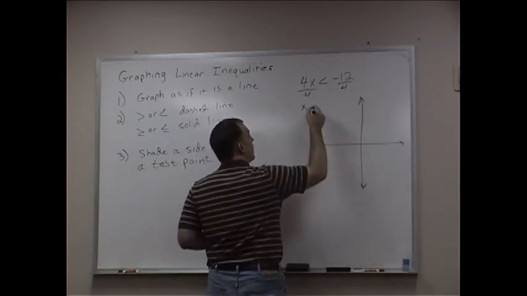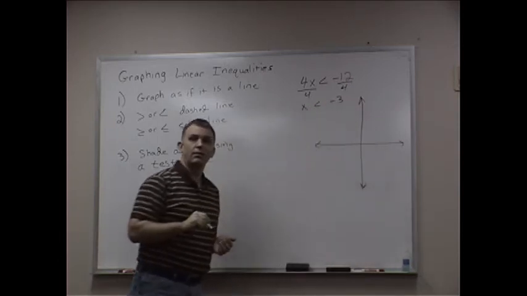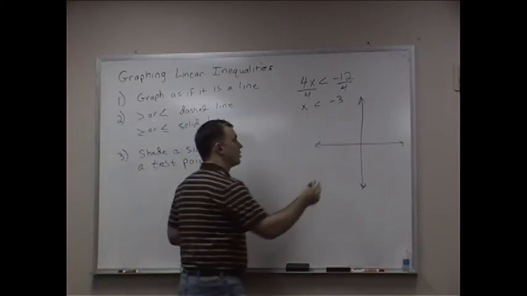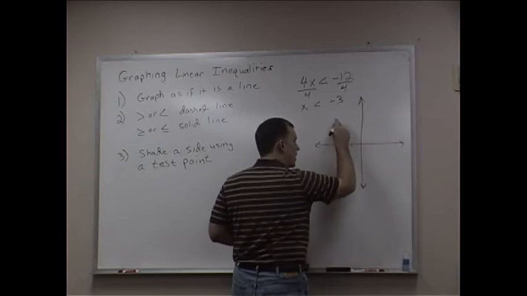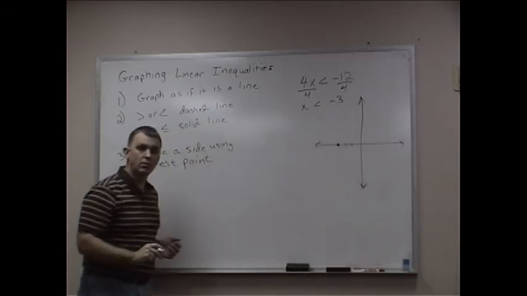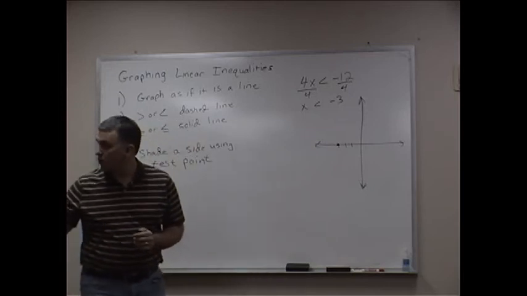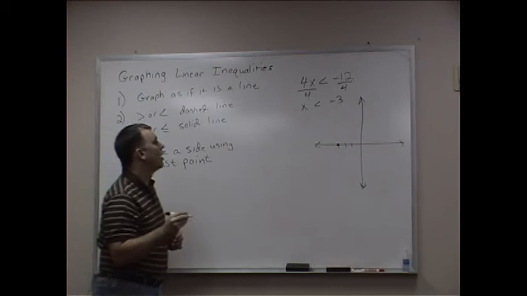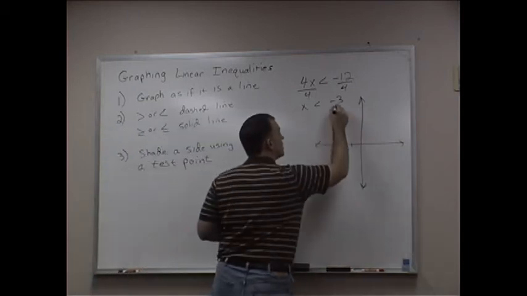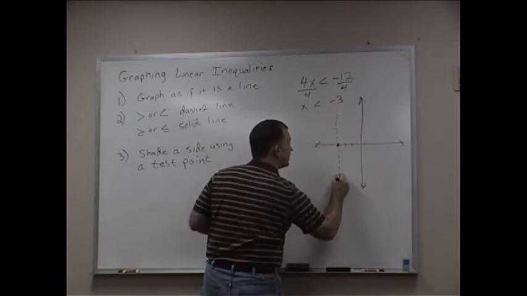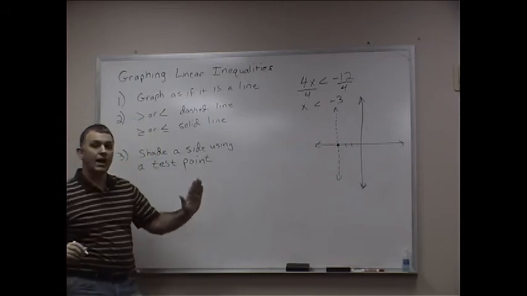We're going to divide both sides by 4. x is less than -3. All right, so we're going to go to -3, and we're going to make our line. Our line's going to go right through, a vertical line, right through -3 on the x-axis. So I'm going to do that, and I'm going to make this a dashed line because it's just a less than. Right there.